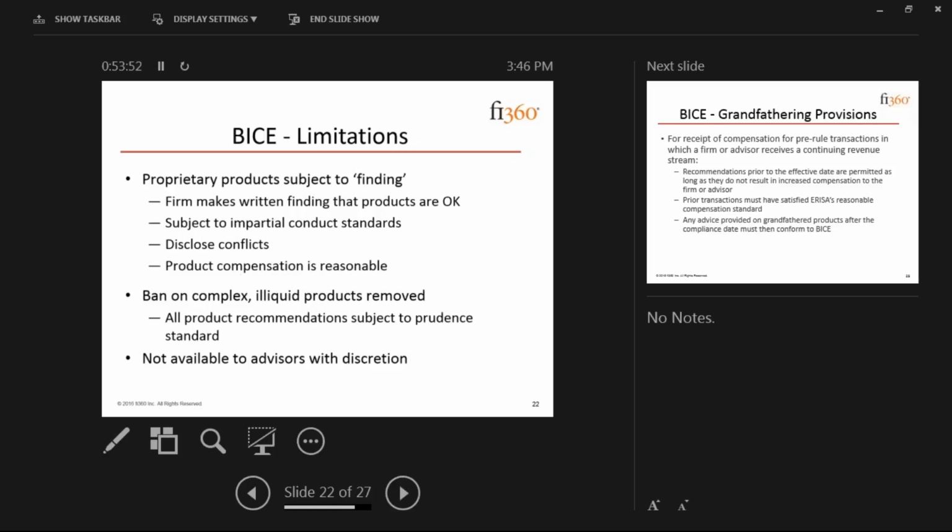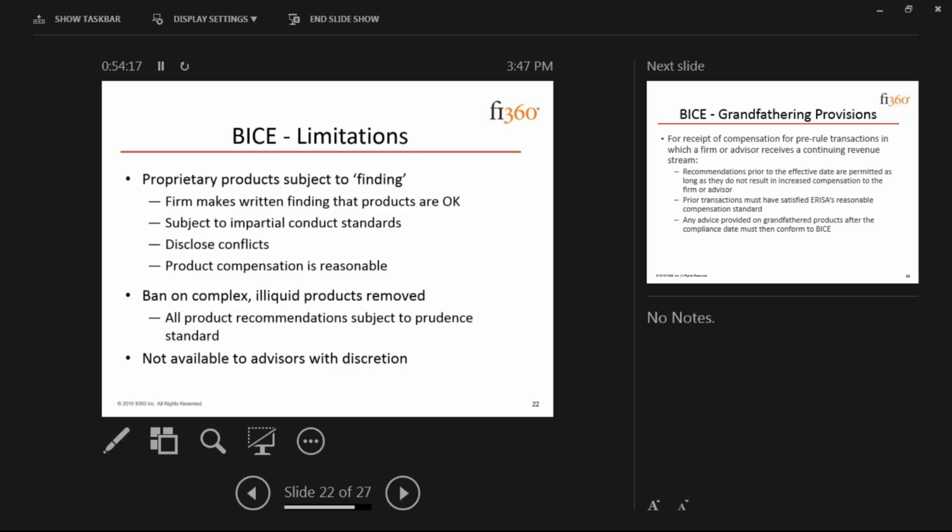Some limitations under BICE: proprietary products are subject to findings. Proprietary products are still allowed, so firms can still sell proprietary products. But again, they're going to need to justify in written documentation why it still makes sense to sell their own proprietary products to their clients. Again, subject to impartial conduct standards, the fiduciary standards.